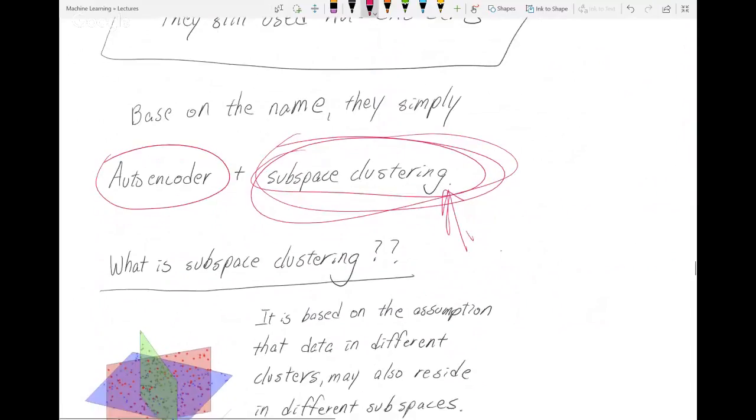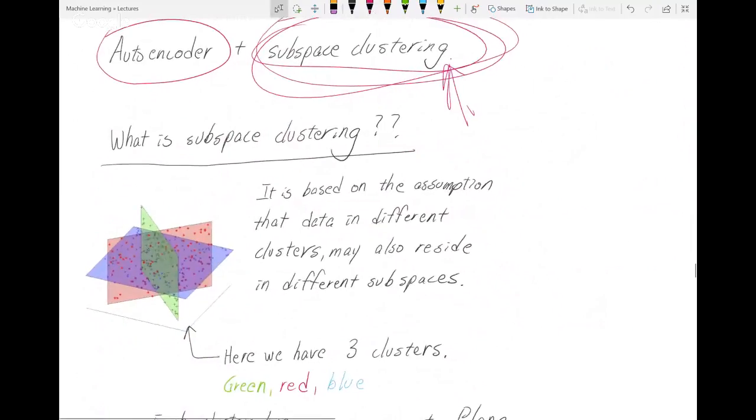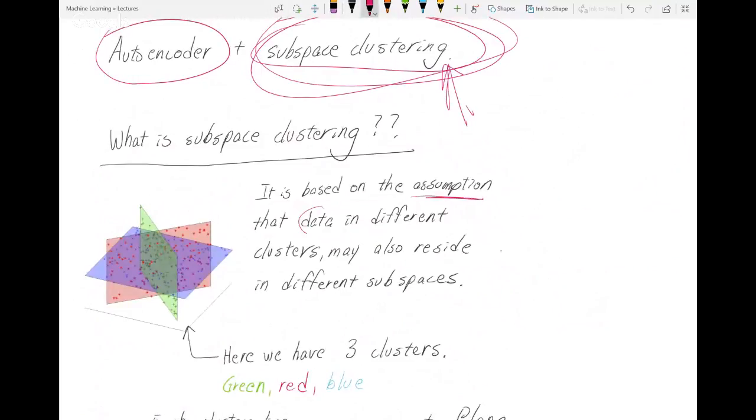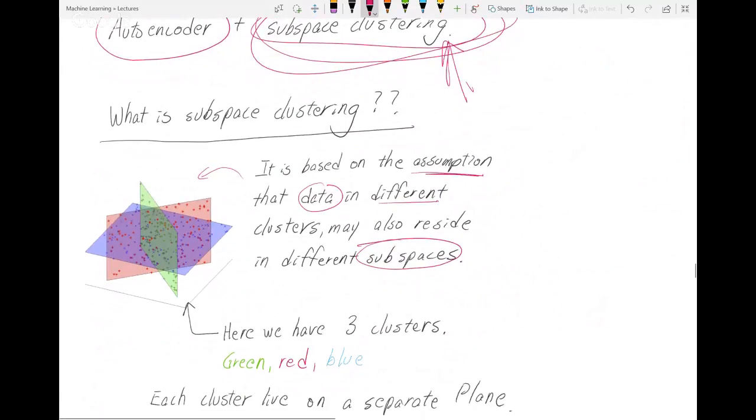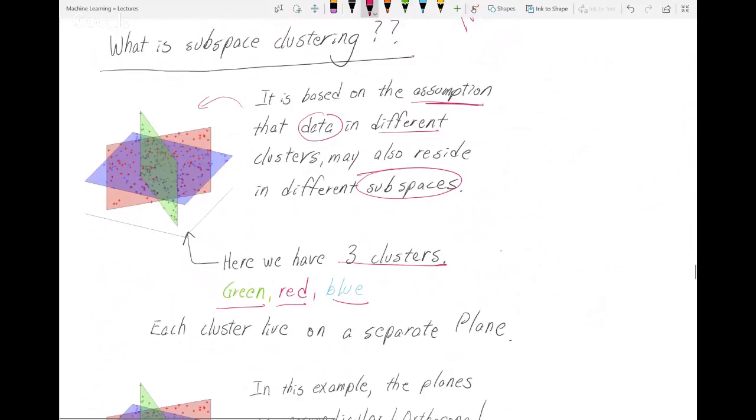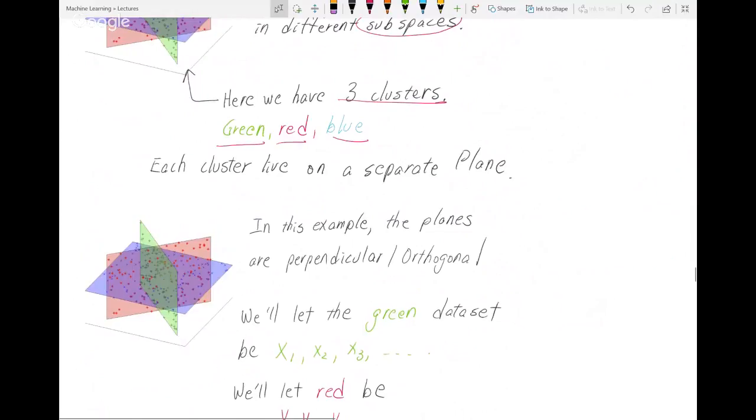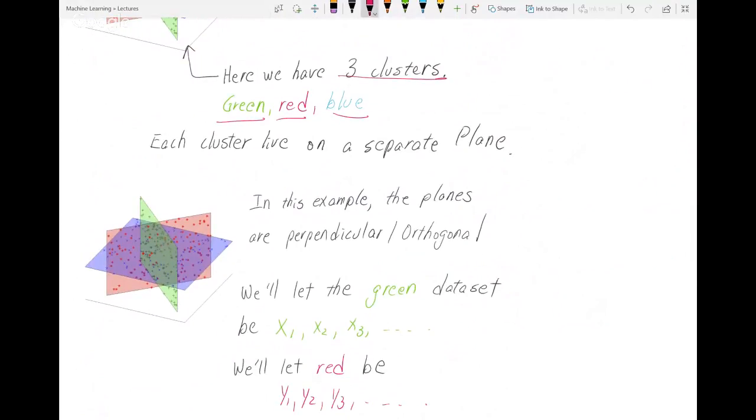Okay, so what is sparse subspace clustering? It's based on the assumption that data in different clusters are in different subspaces. If we look at this, we have three subspaces that are all perpendicular to each other, and they live in some kind of plane. So we have three clusters, green, red, and blue, and they all live in completely different planes. For this example, they're perpendicular and orthogonal to each other.